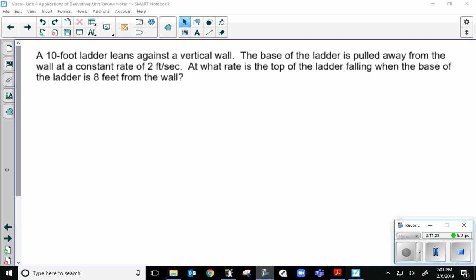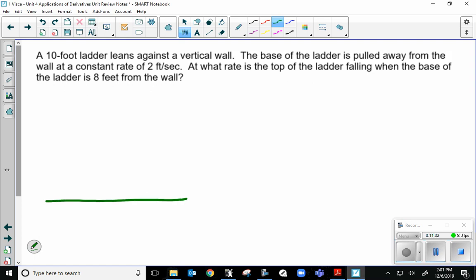Not really, but okay, a 10-foot ladder is leaning against a vertical wall. Here's the ground, green for the graph. Here is a brick wall. Brick wall because I like to doodle.